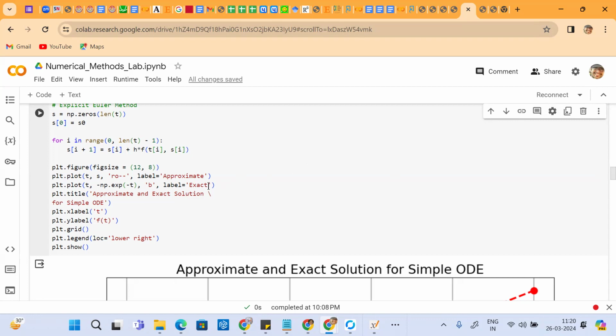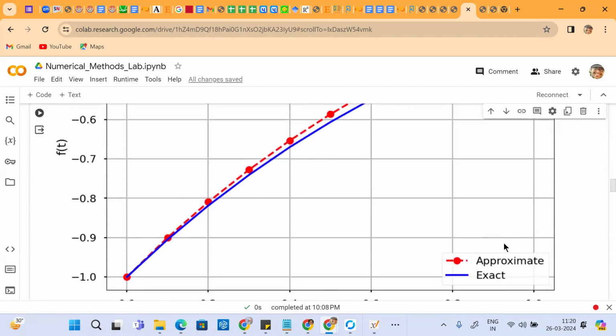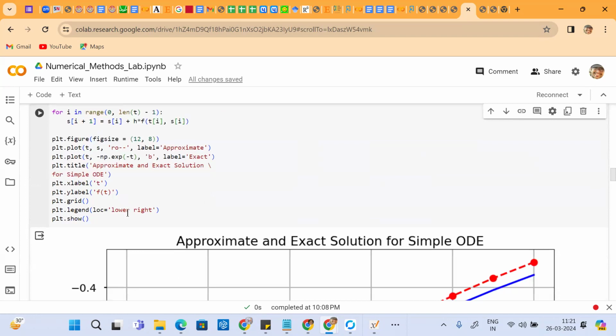So then the x and y labels I have given here, t and f of t. I want a grid, yes, plt.grid. Then it will show these grids in your plot. Then where I want to position my legend is a good practice. Usually put a legend after you see the plot, because then you can see some free spaces in your plots. As you can see, I have given the term as lower right, therefore it has come down. You can try other positions, it can be top left, top right.